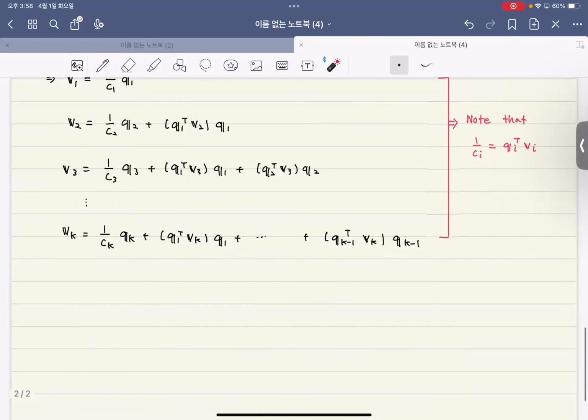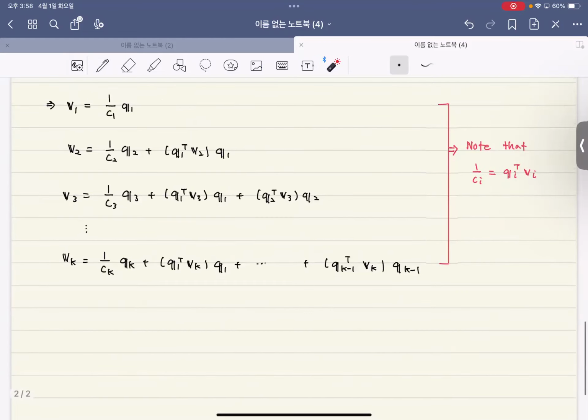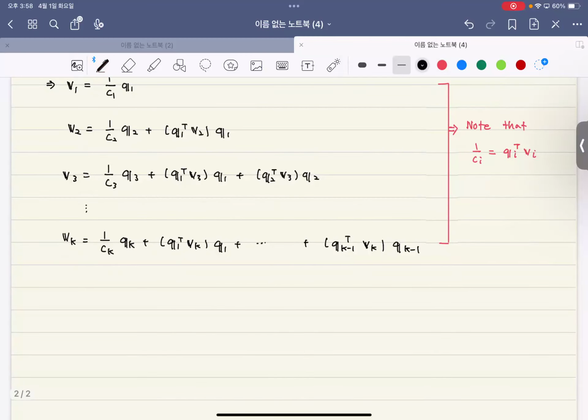All right. So now we are almost done. What I want to do is translate this bunch of K relations into a matrix relation, just like this. First consider a matrix whose columns are the basis vectors from V1 to Vk.